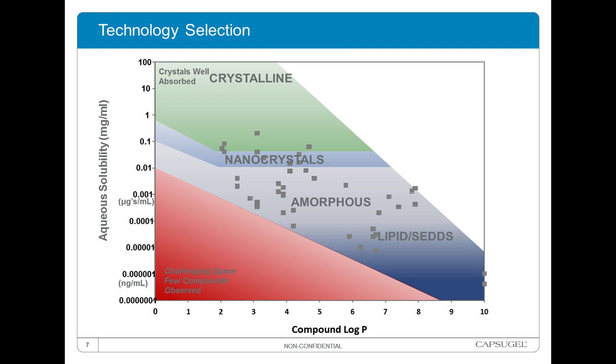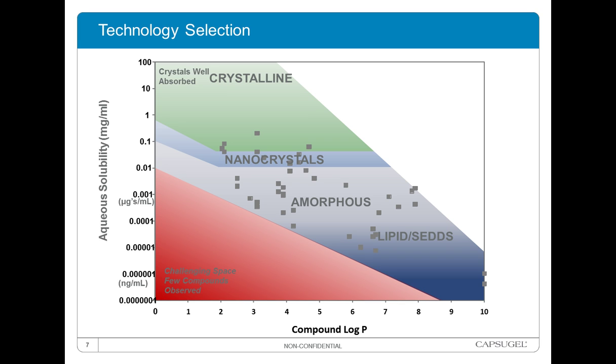But you see here two critical parameters shown. On the x-axis is the compound log P, or the lipophilicity of the compound, with highly lipophilic compounds being further over to the right. And on the y-axis is the aqueous solubility, shown here in mg per mL. At very high solubility, typically crystalline drug absorbs quite well. As we decrease the solubility, we might need to increase the dissolution rate, but may not need to increase the actual solubility of the compound. And that is where micronization or nanomilling can have a positive impact on bioavailability.